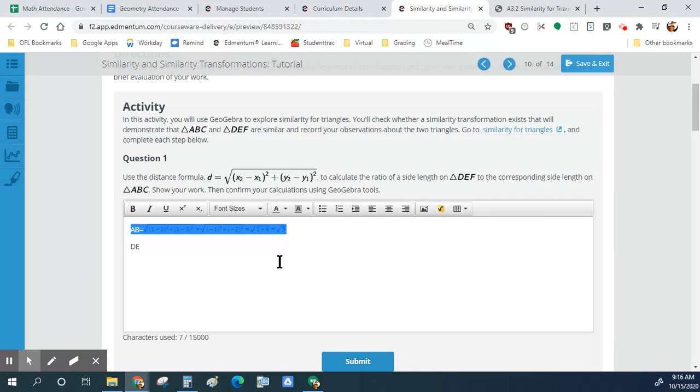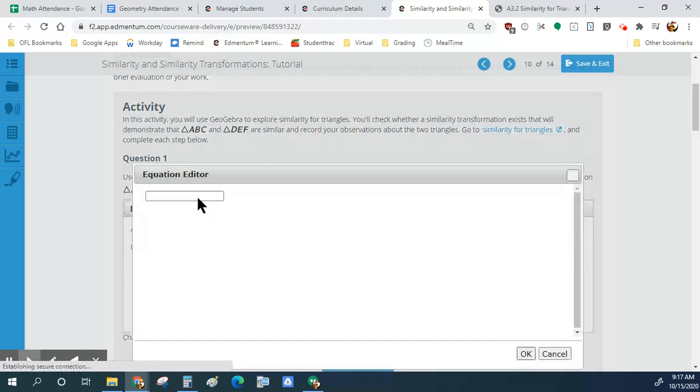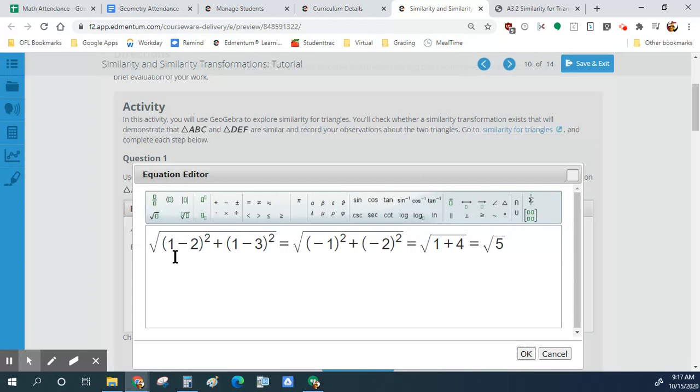And me being lazy, what I'm going to do is copy all of that, paste it here, change this to DE. I just do this because it makes it so much easier to do. And then you can just edit the formula from there. You're using the same formula over and over again. All you're doing is changing these X's and Y's. So just change those X's and Y's.